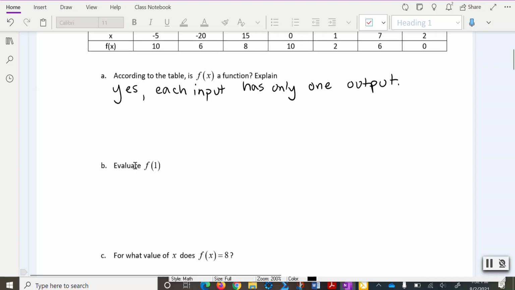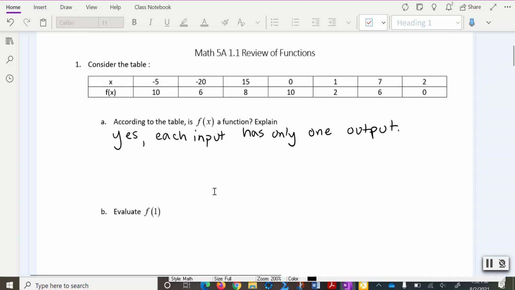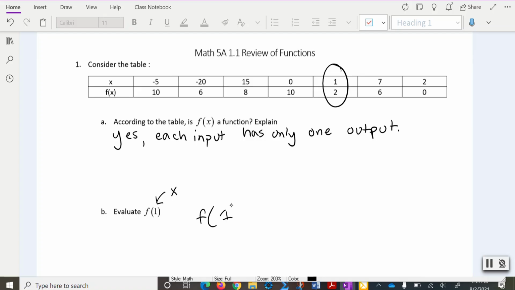Part B, evaluate f of 1. So this is a review of function notation. The 1 is telling us the input. So the question is, if we use 1 for x, what is the output? We just need to identify 1 in the x row, and then we see in that column that the output is 2. So f of 1 is equal to 2.